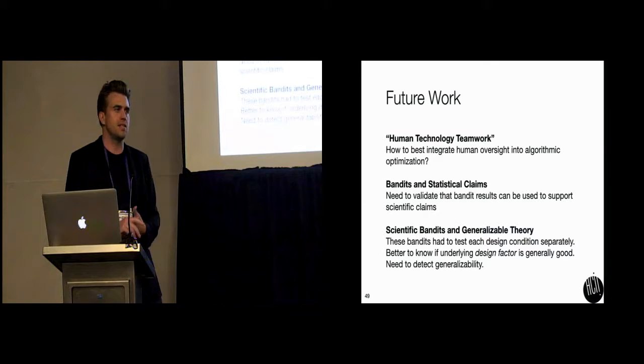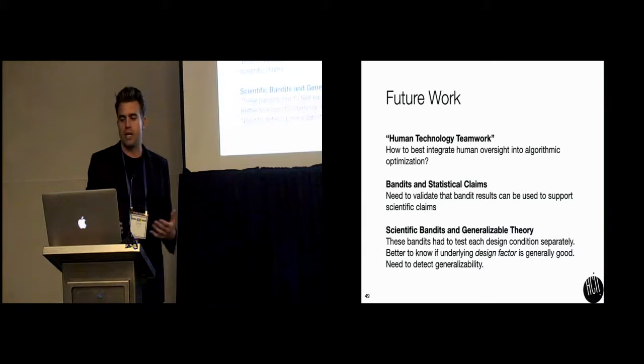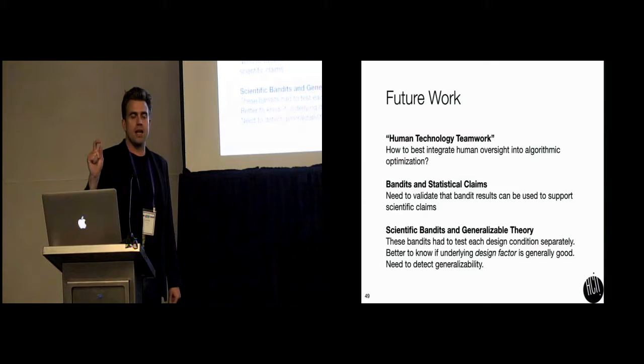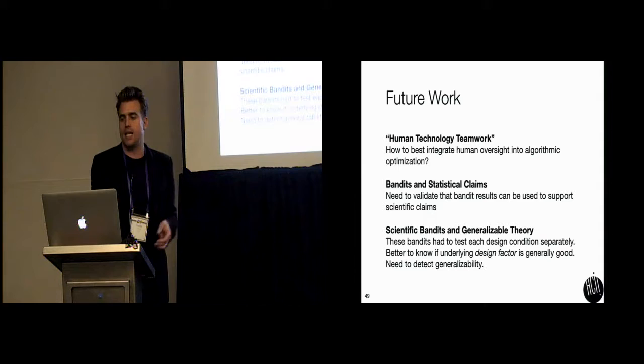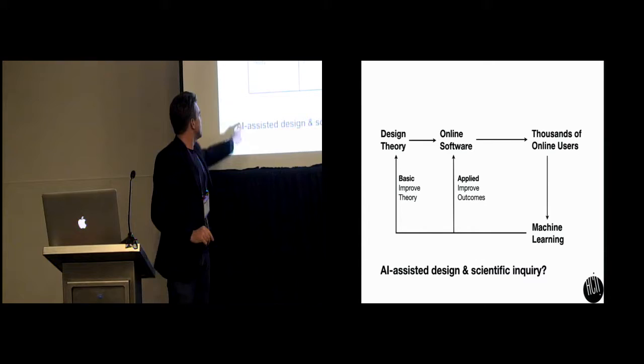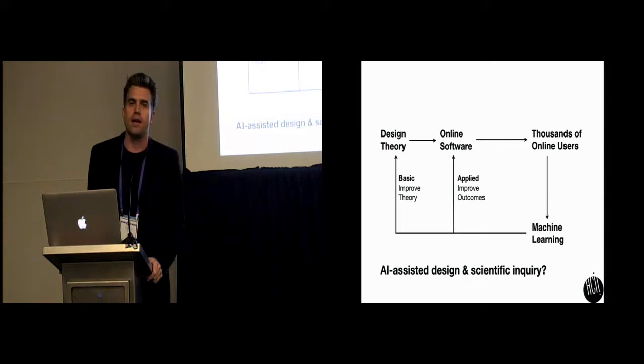One thing that I'm really excited about is not just applying this to optimizing outcomes, but applying it to the development of theory. The bandits that we used treated each individual condition as an arm, as opposed to having any understanding of the factors underneath it. So there's got to be some way to identify generalizability within the data, and that would allow a double nested loop that would support both AI-assisted design and scientific inquiry, where we can use these experiments to develop theory in addition to optimize. So that's a great place to stop, and I can take any questions.